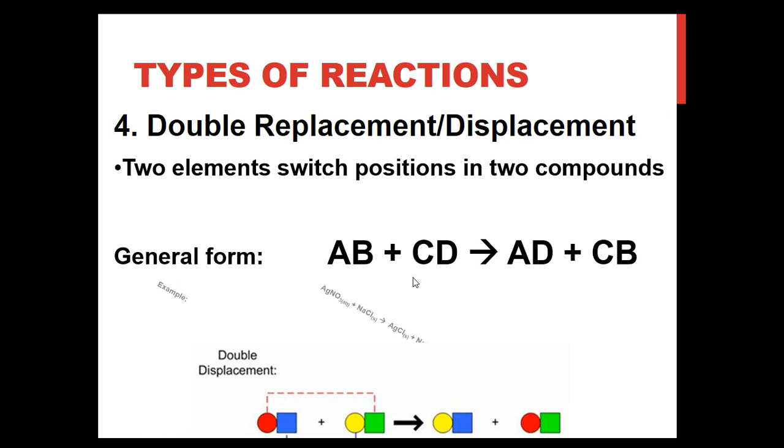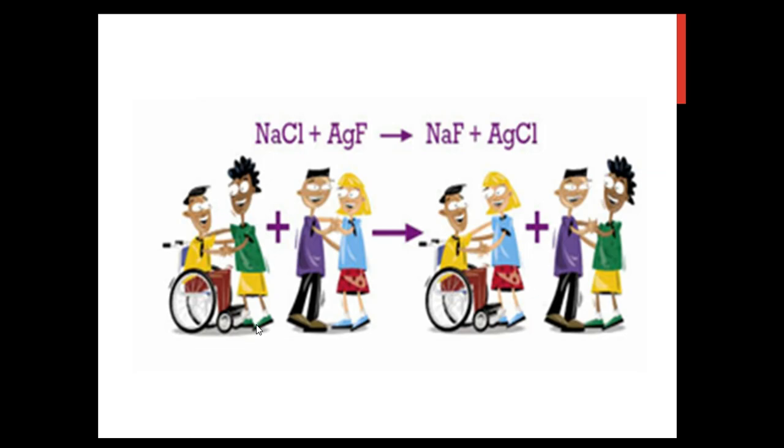So here's an example. This is a compound. This is a compound. Everybody's breaking apart and making two new compounds, but everybody's a compound. There are no singles here. So this is double replacement or double displacement. Again, everybody's in a relationship, then everybody breaks up and makes new relationships.